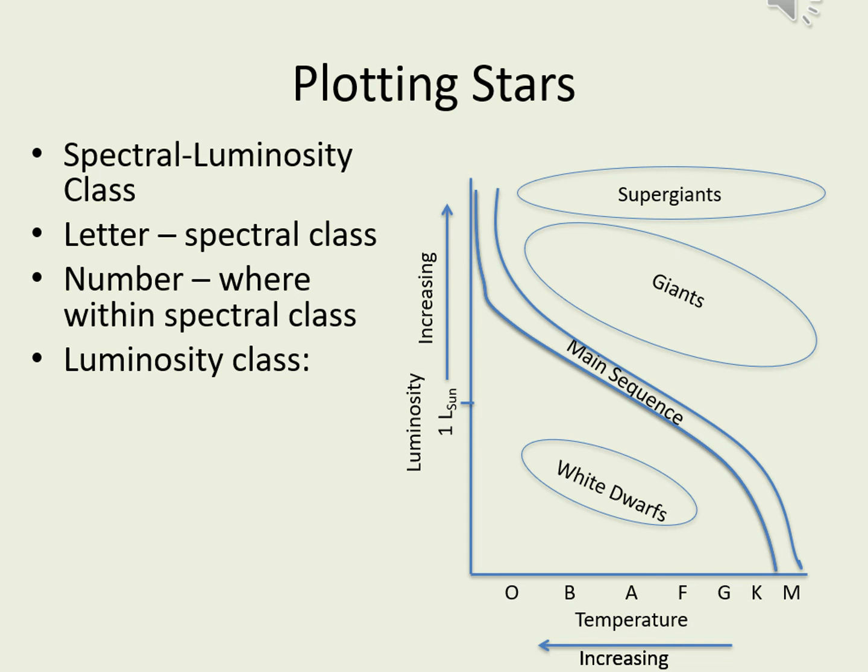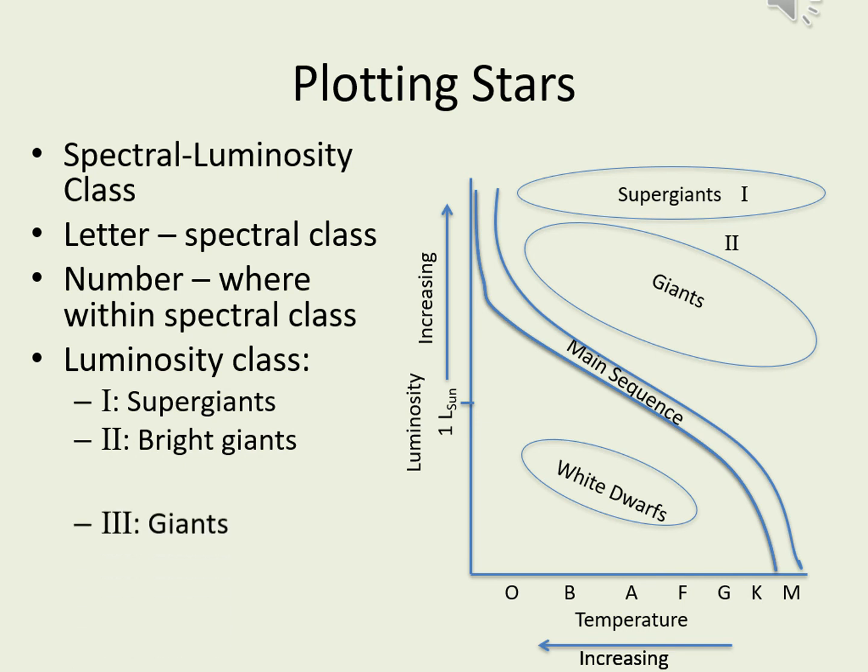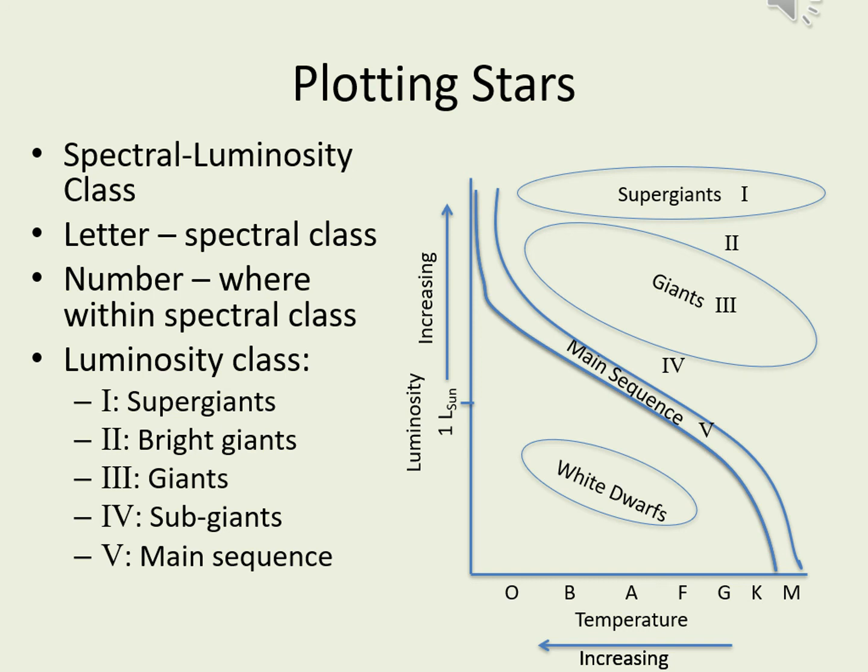There are 5 major luminosity classes, which are labeled using Roman numerals which progress downward in the diagram. So Roman numeral 1 refers to supergiant stars, while Roman numeral 2 is bright giants on the high end of the giant branch. Roman numeral 3 is giants, and Roman numeral 4 is subgiants, which lie between the giant branch and the main sequence. Finally, Roman numeral 5 is main sequence stars. Note that white dwarf stars are labeled with WD instead of a Roman numeral.